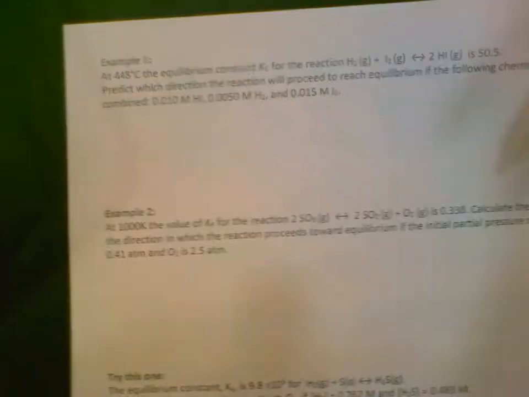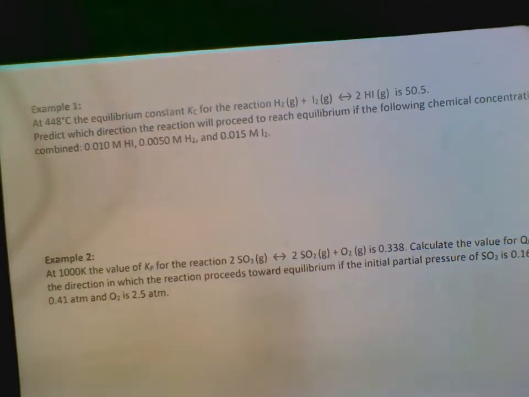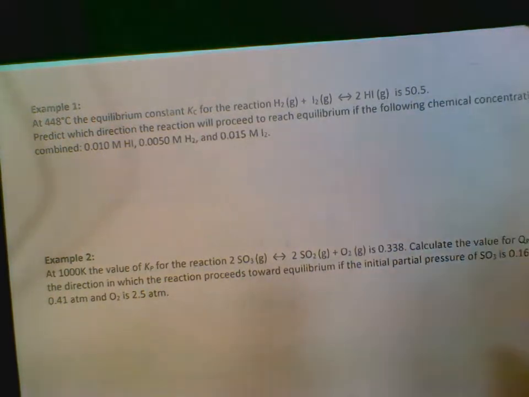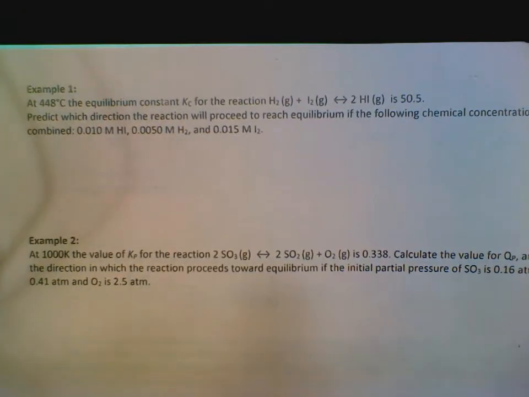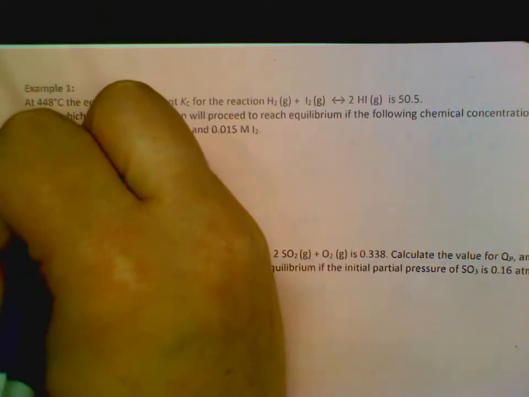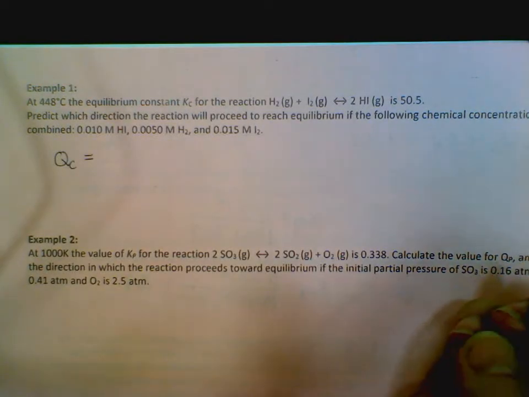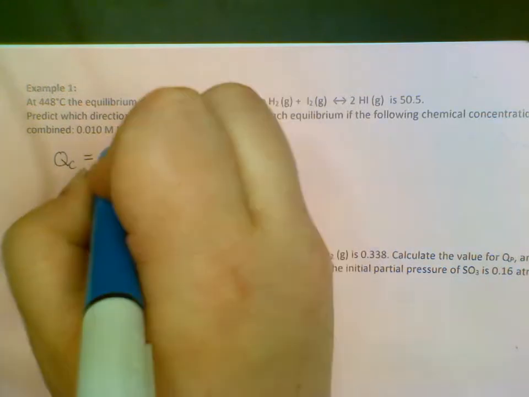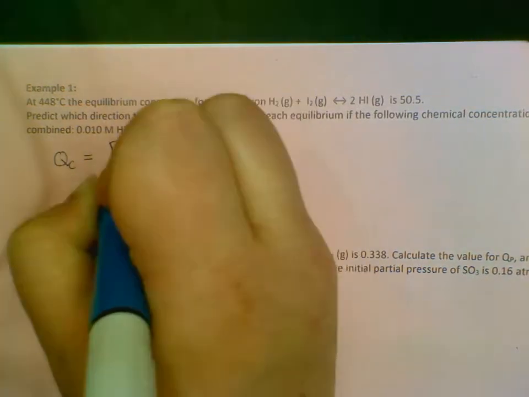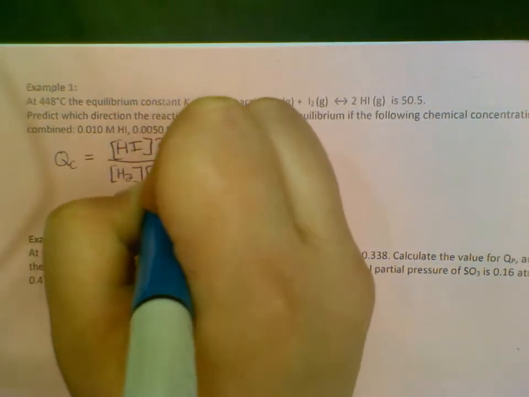Okay? So let's take a look at some examples on the back. So at 448 degrees Celsius, the equilibrium constant for the reaction is 50.5. Predict which direction it will proceed to reach equilibrium if the following chemical concentrations are combined. So we want to figure out what it needs to do to get to equilibrium. So again, we need our products on the top, HI, it's going to be squared over H2, I2.